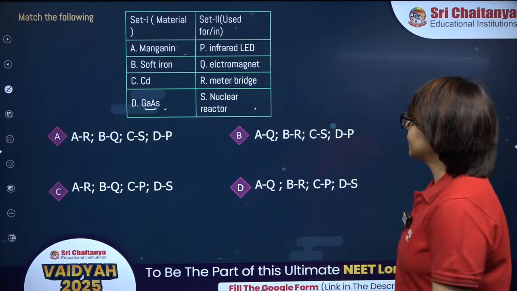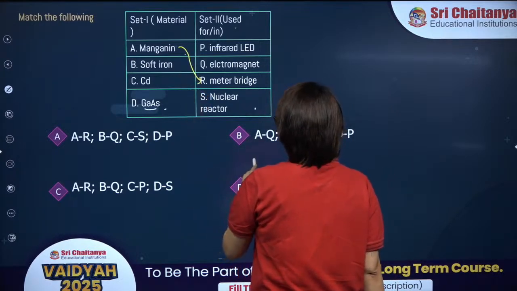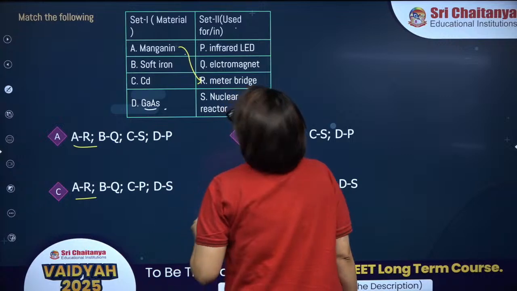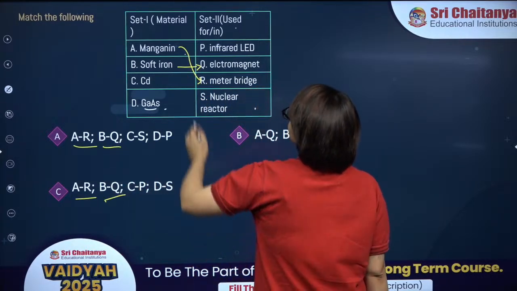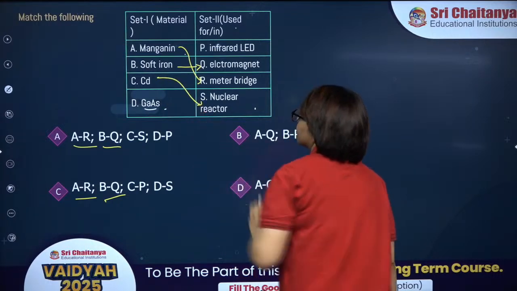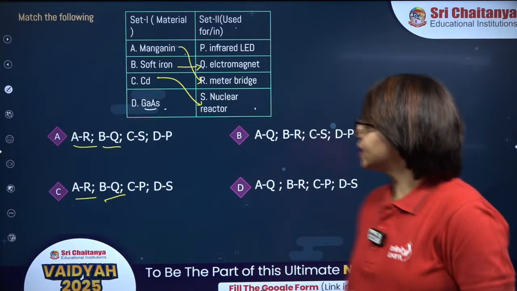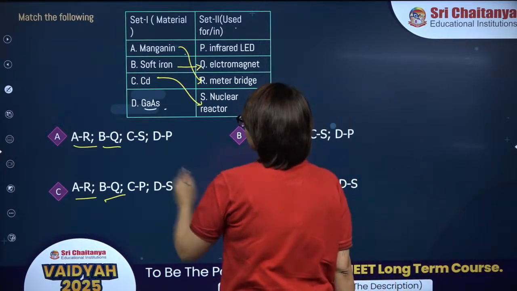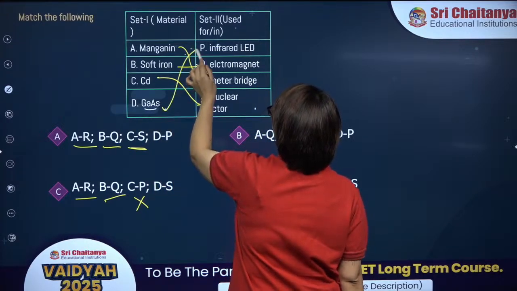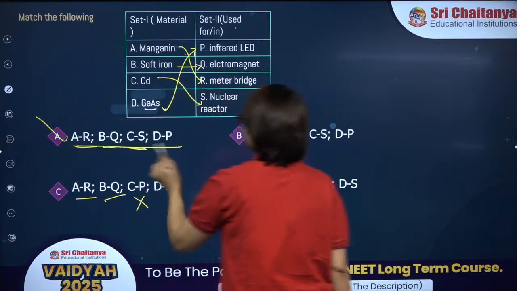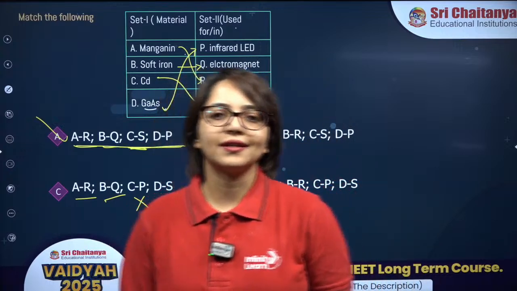What should be the correct match over here? Manganin wire is used in a meter bridge. So A is matched with R. Then soft iron is used in an electromagnet. B is matched with Q. Cadmium is used in nuclear reactors, as control rods over here. Yes, it is used in nuclear reactors. So C is matched with S. And GaAs is used in infrared LED. So the correct answer is option A. Please remember this match. It might help you in your NEET exam.